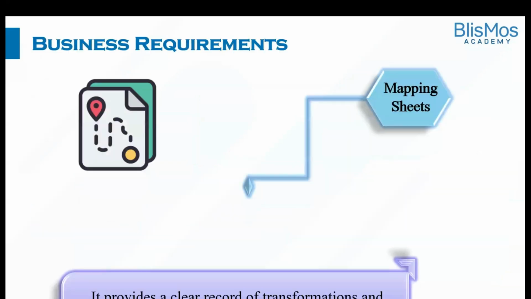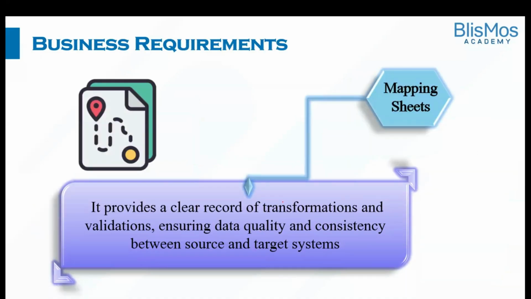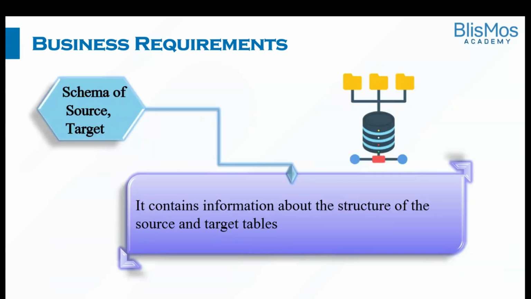And in case of mapping sheets, it provides a record of transformations between the source and target systems. In case of schema of source and target, it contains the structure of the source and target tables. Let us understand them in a bit more detail.